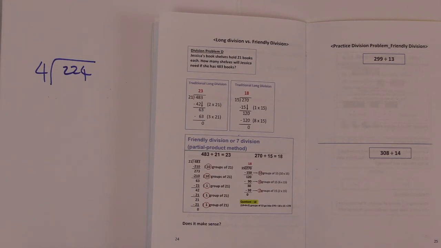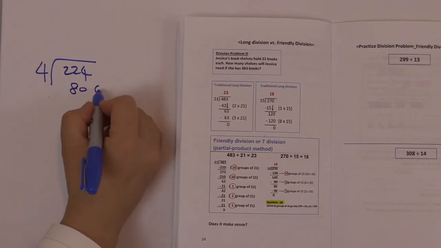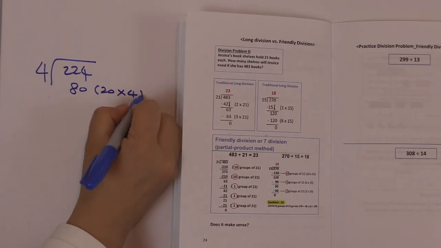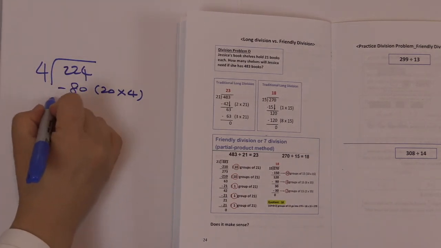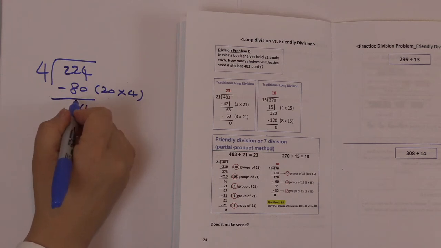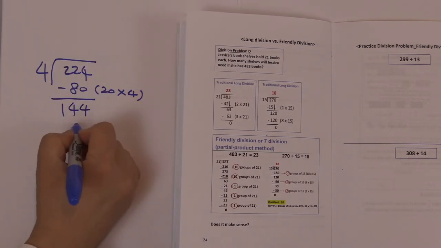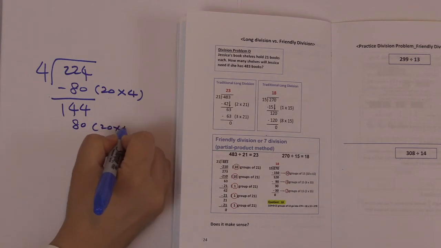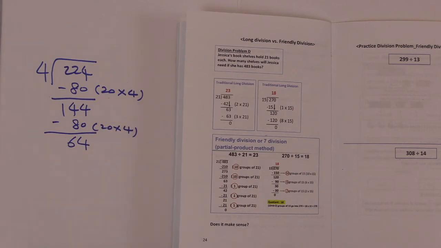I don't know how many times, but I think 20 groups of 4 is going to be 80, so I want to try with that. I'm going to start from 80, which means 20 groups of 4 I can do, because it's smaller than 224. I take away and get 144. I think I can make another group of 20, because it is 80, so I make another 20 groups of 4 here. It's going to be 64.